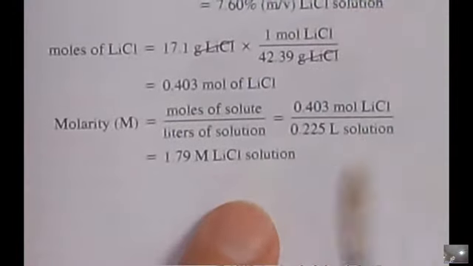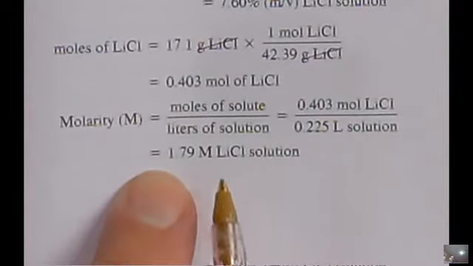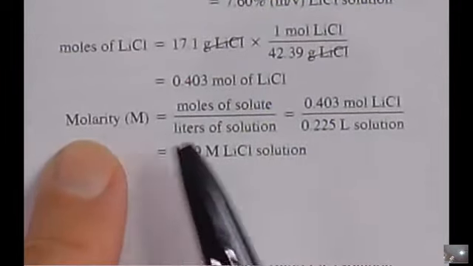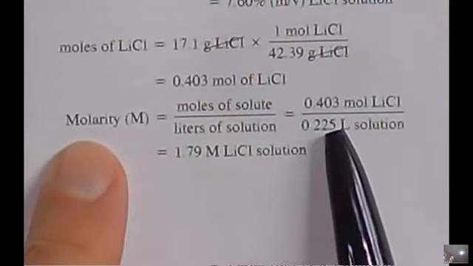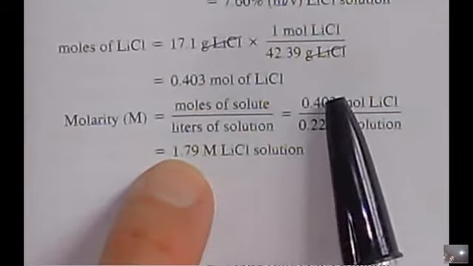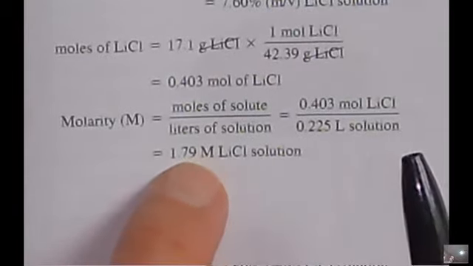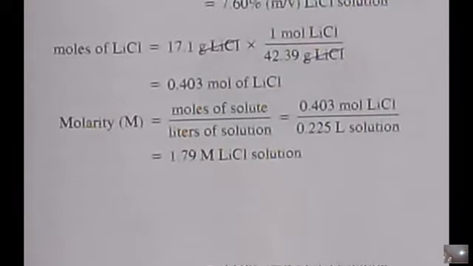And last step, moles divided by liters has the unit capital M. So molarity not only has the symbol capital M, but its unit is capital M. 0.403 divided by 0.225 gives you 1.79. This has 3 significant digits. This has 3 significant digits, so should your answer. So 1.79 molar lithium chloride. That's the concentration of the solution. Okay?